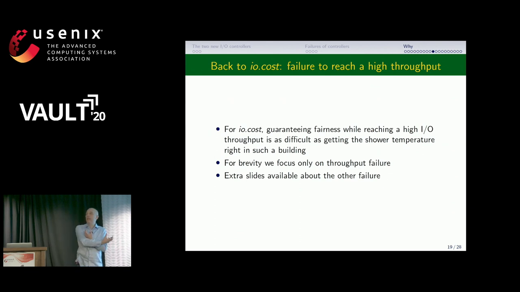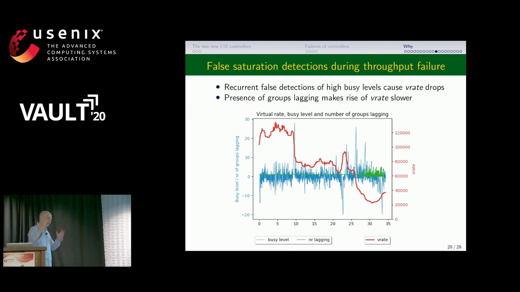This is exactly what happens to io.cost, because it has to control a nonlinear system without knowing all the parameters of the system, or by knowing them in an imprecise way. Now I'm about to show you this with a plot more seriously, only for throughput. There are extra slides in case you want to know why it fails also with bandwidth.